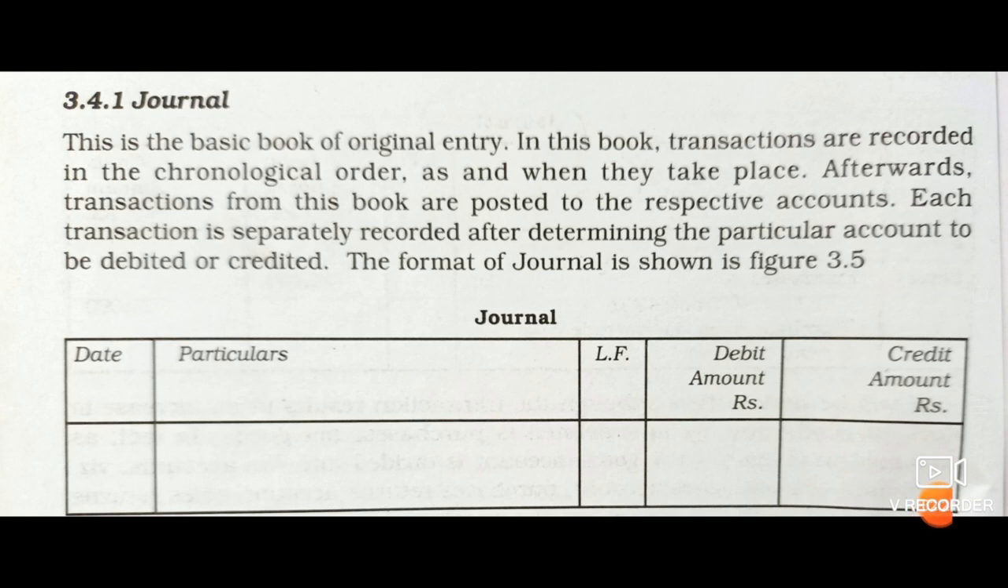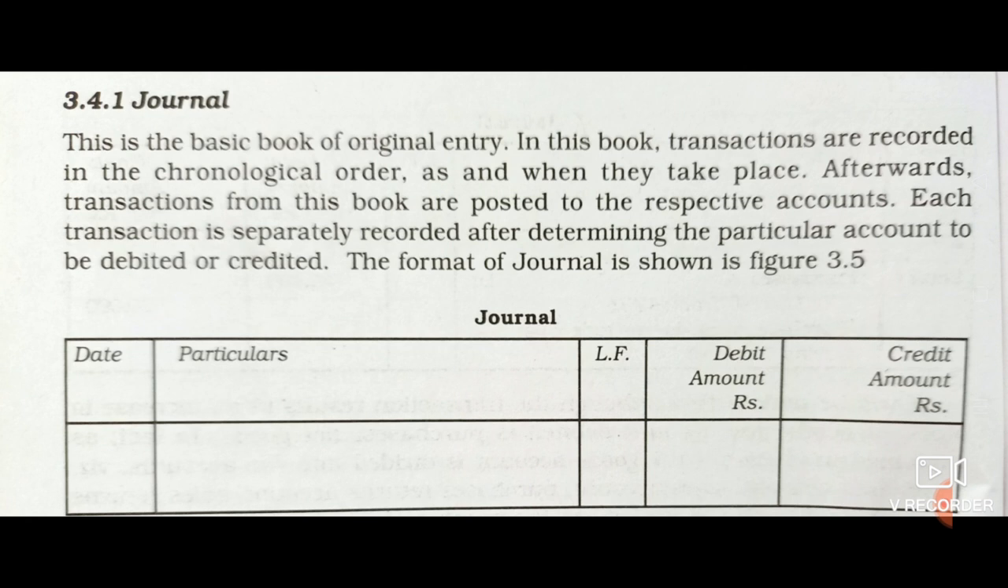Journal. This is the basic book of original entry. In this book, transactions are recorded on a day-to-day basis, that is daily, as and when they take place, with reference to source documents. Afterwards, these transactions are posted to the ledger. Here the format of the journal is given. There are 5 columns. The first column is date. This column records the day, month, and year of the transaction.